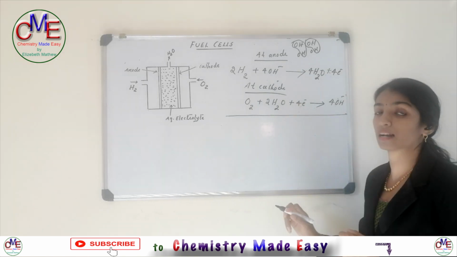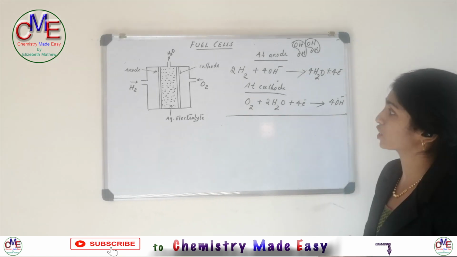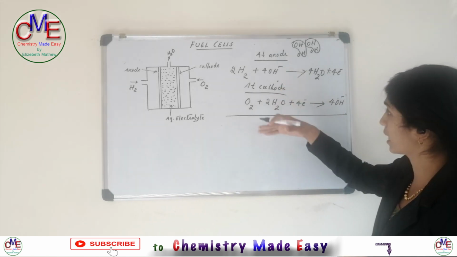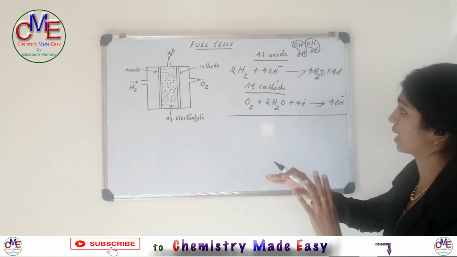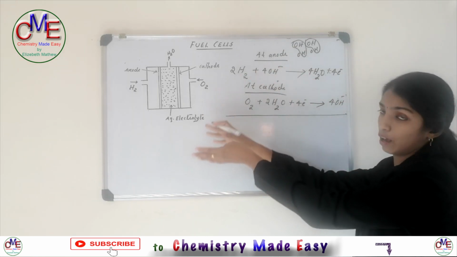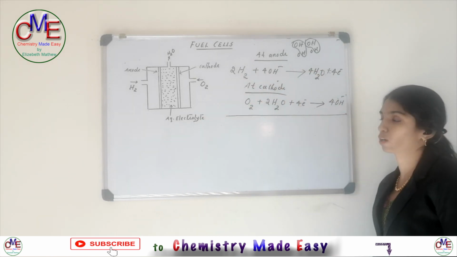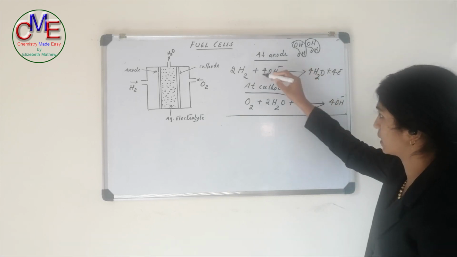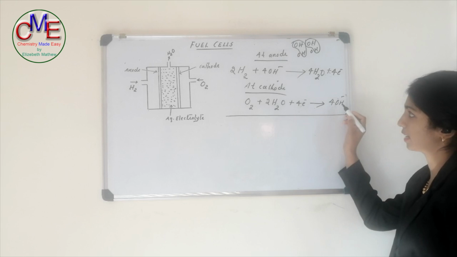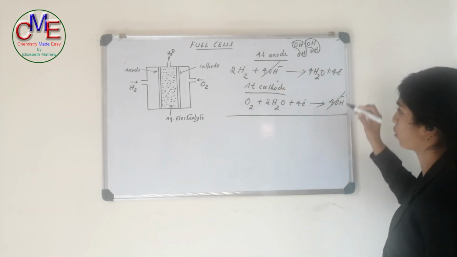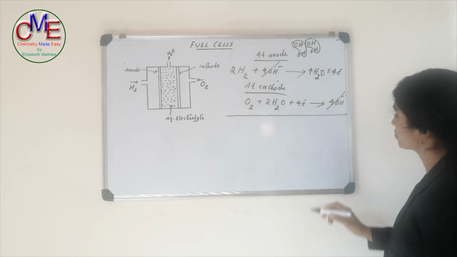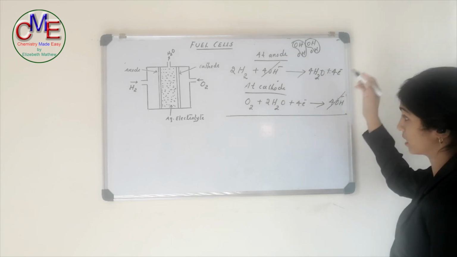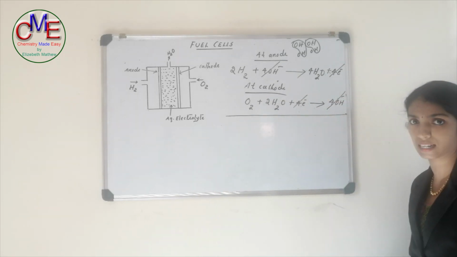Then we can write the net cell reaction. We can write the net cell reaction by adding the electrode reactions which occur at the anode and at the cathode. For writing the net cell reaction, you just cancel out the common terms present on the left hand side and the right hand side of the equation. So here we can cancel this 4OH- ion which is present on the left hand side. Here 4OH- ion is on the right hand side. So this 4OH- and 4OH- get cancelled. Then here 4 electrons are on the left hand side, and here also 4 electrons on the right hand side. These 4 electrons get cancelled, right?